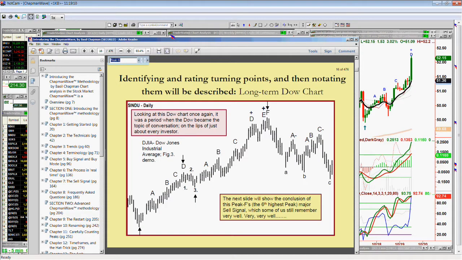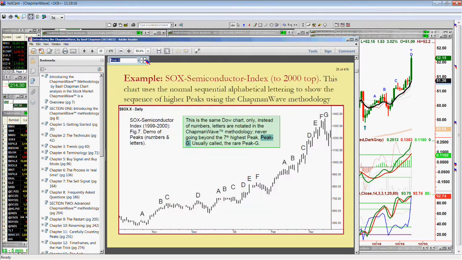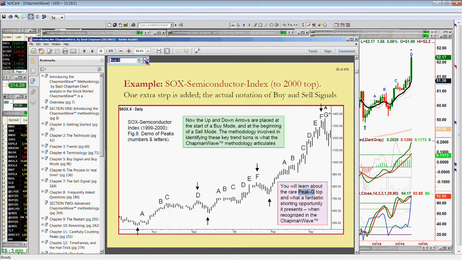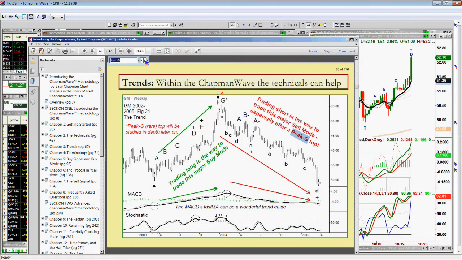Let's continue here. In that context, you will see charts noted for an up arrow all the way to peak G. It shows you here an example of the semiconductor index. Oh, believe me, would it love to be in the 1200 area, the SOX index. It ain't there right now, I can assure you that, especially with Intel pulling back. So it discusses the rare peak G and what it does. It has a whole chapter. Let's just go on, peak G. There it is. There's a peak G, another peak G right there.